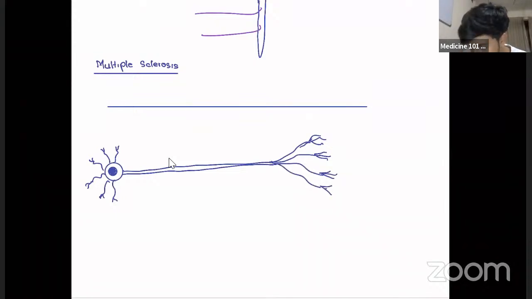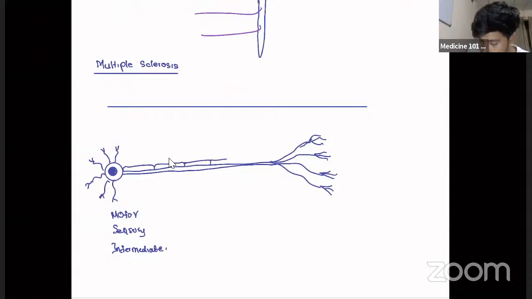Okay, I'm going to ask one more question. Do you think this is a motor nerve or a sensory nerve or an intermediate nerve? Intermediate nerve. Motor or intermediate. It can be both. Okay. These are the three. I will come back to this. What do you call this structure which is present here?